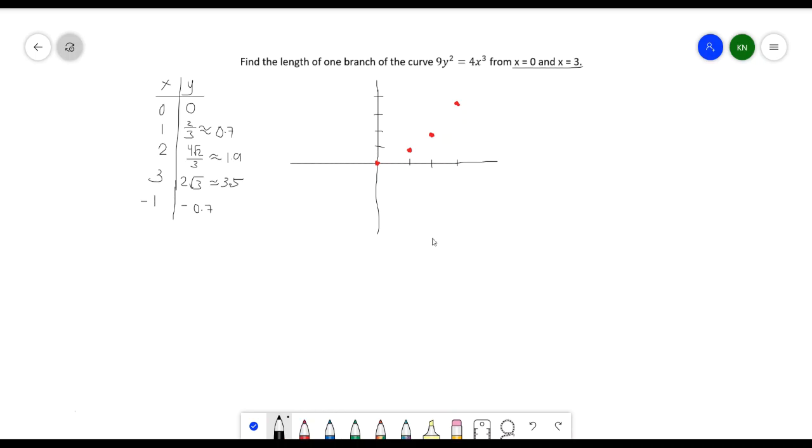So if we also try to plot this one below, we have 1, 2, 3, and 4. Plotting that one, we have 0.7, we have 1.9, and we also have -3.5. And we know that our curve is bounded by x is equal to 0, which is this one, and it is bounded by x is equal to 3, which is this line.